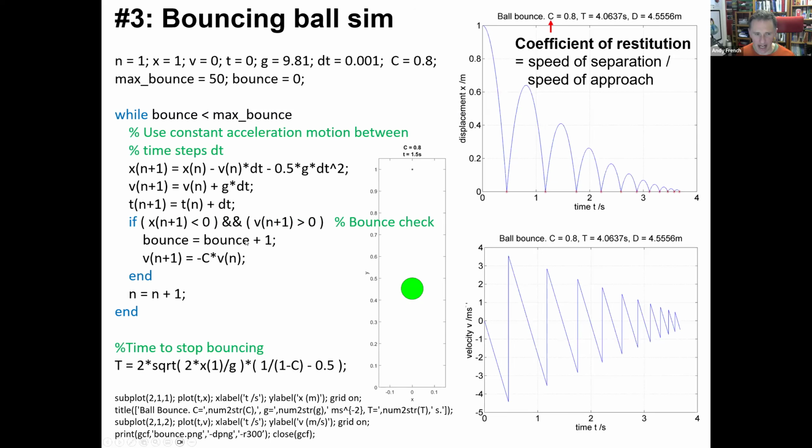If that's the case, I'm going to add 1 to my bounce number, and I'm going to reverse my velocity. So the next velocity in my array, in this graph, if you like, in the table, will be the previous one with a minus sign and multiplied by my coefficient of restitution. So speed of separation divided by speed of approach, and that's going to be 0.8 in this case.